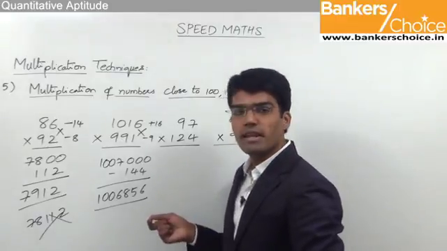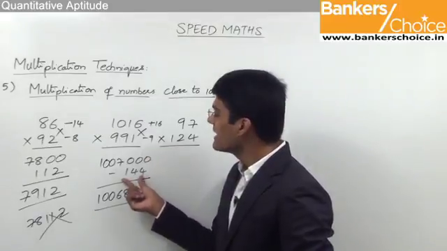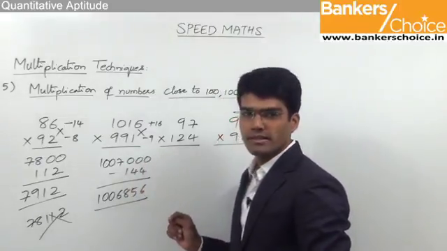So always we need to take care of the number of zeros. Here we have three zeros, but since the product is negative, it is better that we write down the zeros and then subtract to get the required answer.